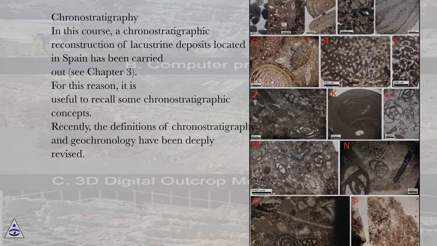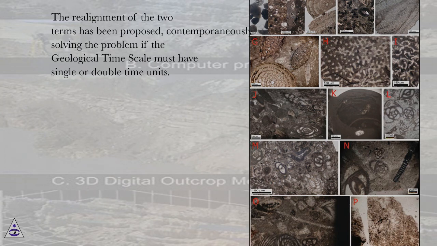Chronostratigraphy. In this course, a chronostratigraphic reconstruction of lacustrine deposits located in Spain has been carried out, see Chapter 3. For this reason, it is useful to recall some chronostratigraphic concepts. Recently, the definitions of chronostratigraphy and geochronology have been deeply revised. The realignment of the two terms has been proposed, contemporaneously solving the problem of whether the geological time scale must have single or double time units.